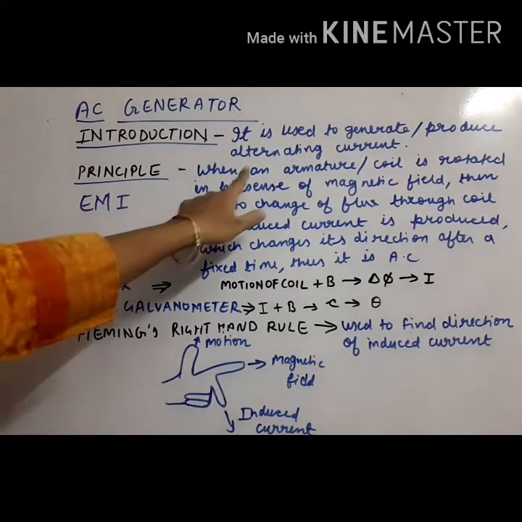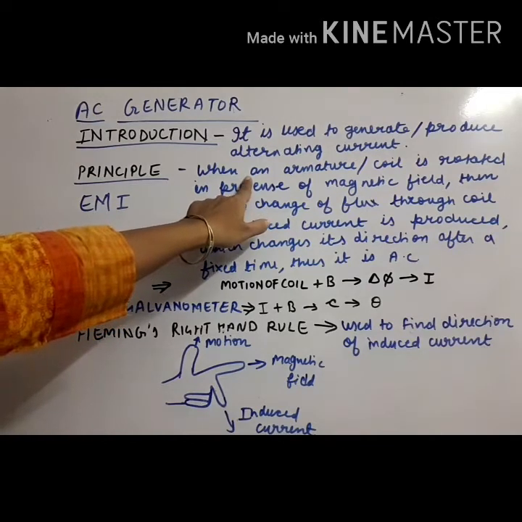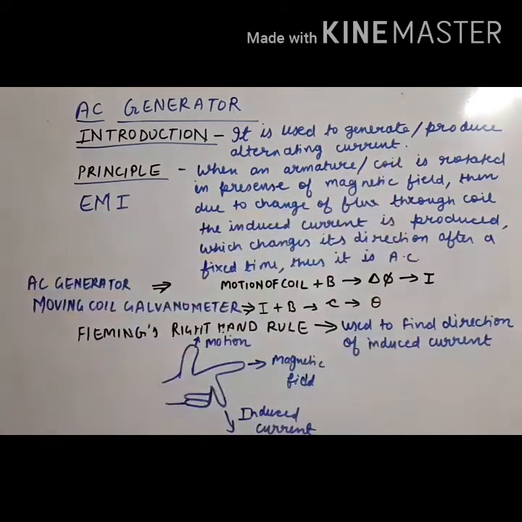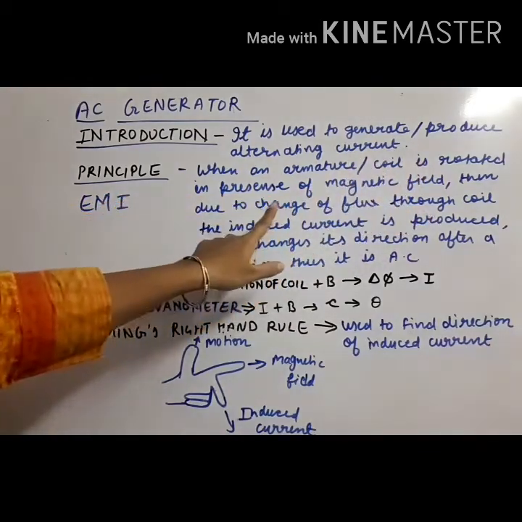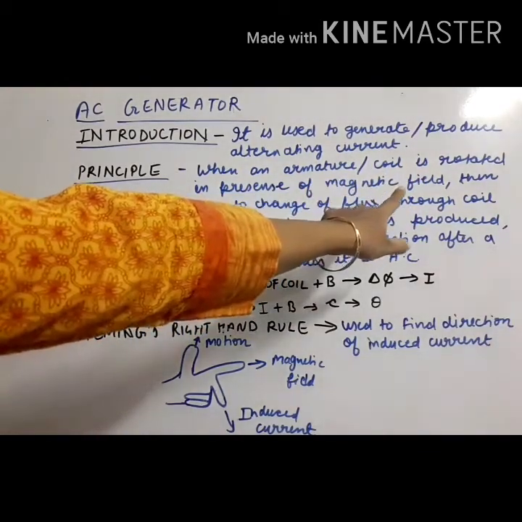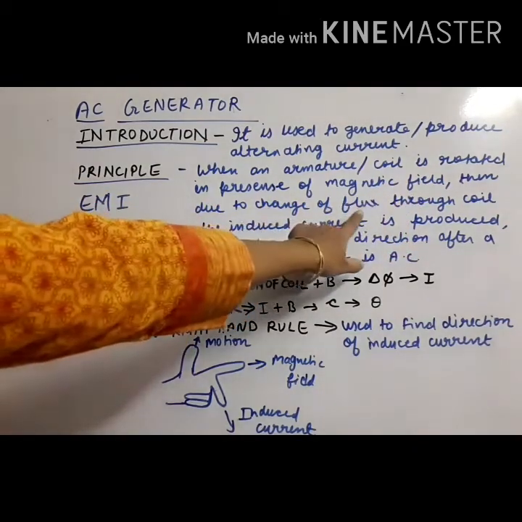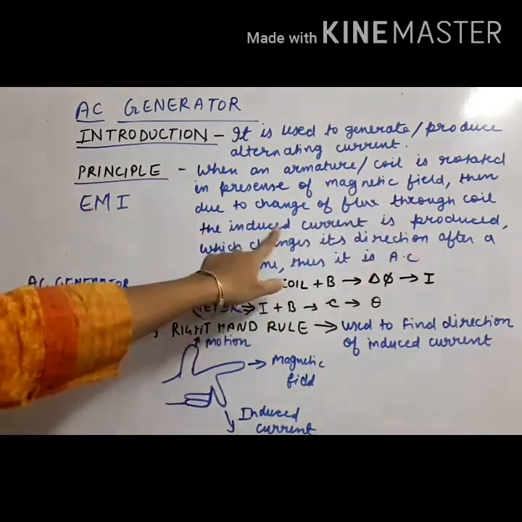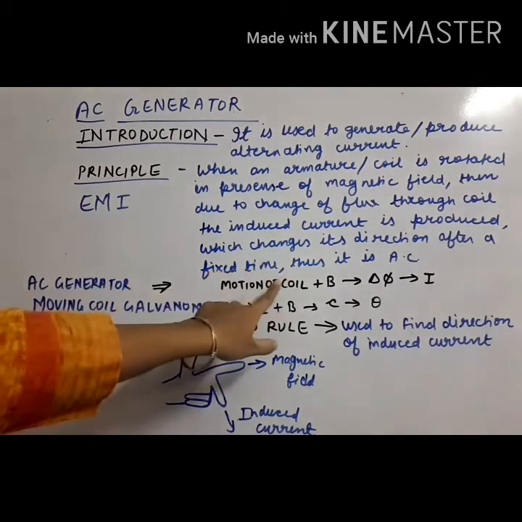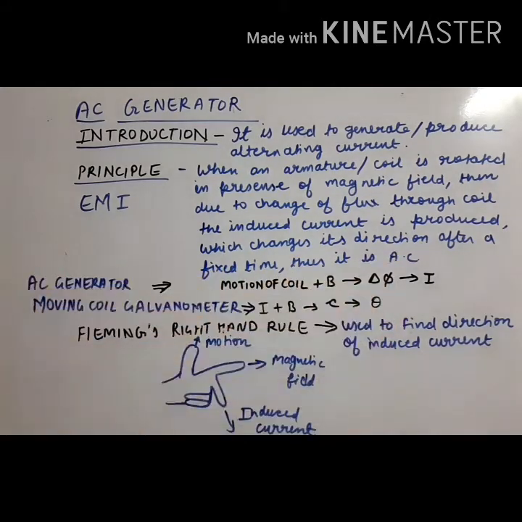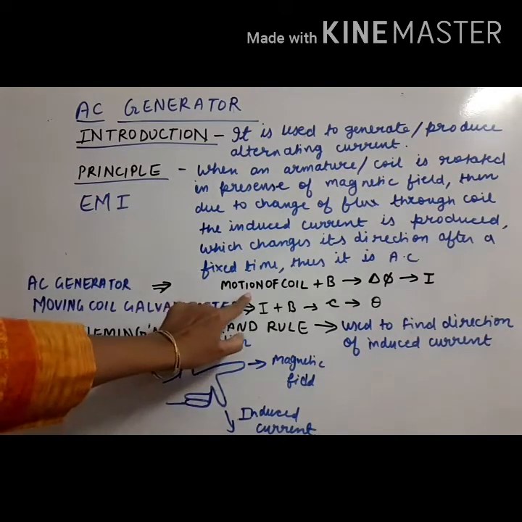So let us read the statement of the principle. When an armature or the coil, armature and coil being one and the same thing, is rotated in the presence of magnetic field, then due to the change of magnetic flux through the coil, the induced current is produced. And this changes its direction after fixed time. That's why it is called AC. So we can remember the principle in short by this statement.